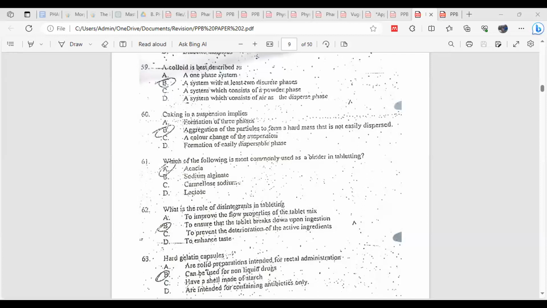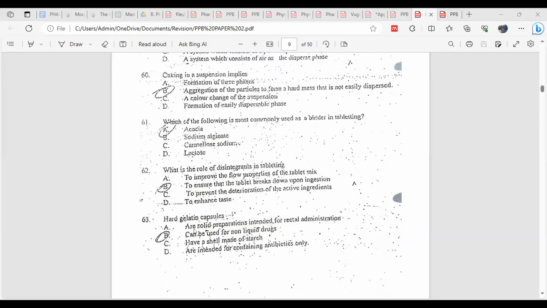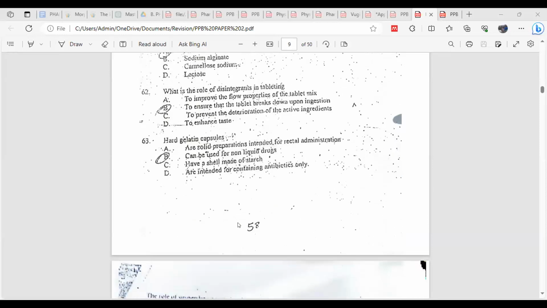Let's continue. Hard gelatin capsules are solid preparations intended for rectal administration, can be used for non-liquid drugs, have a shell made of starch, are intended for containing antibiotics only.